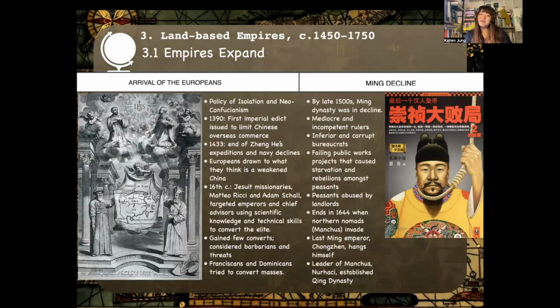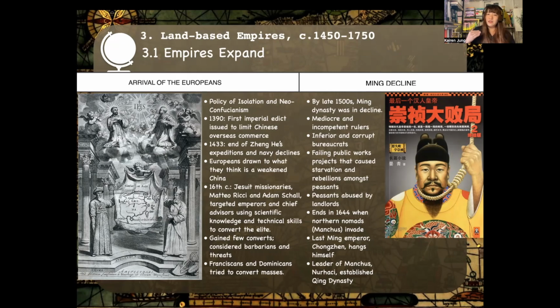But then the Europeans arrived, right? And then the policy of isolationism increased, and Neo-Confucianism intensified at this time, and in 1390 the first imperial edict was issued to limit Chinese overseas commerce.